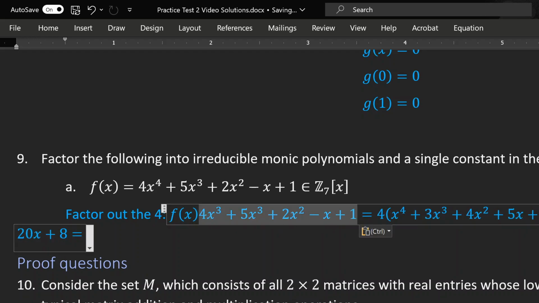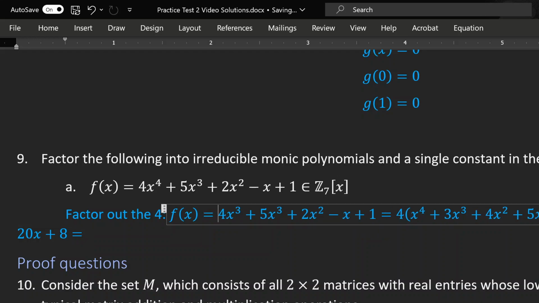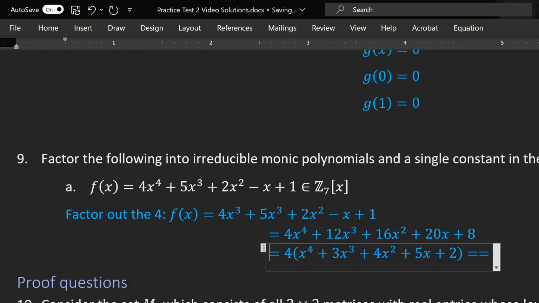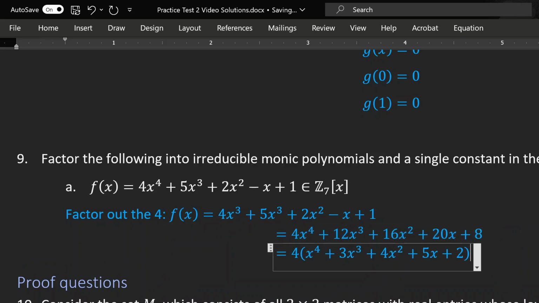So it looks like I was going this way. And it must look better for someone who's reading it over by themselves later. Yeah, so I started with that. I replaced everything with coefficients with things they were congruent to that had factors of 4, and then I factored the 4 out. Okay, cool.